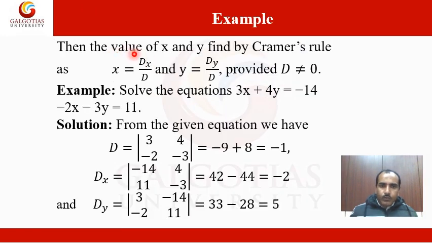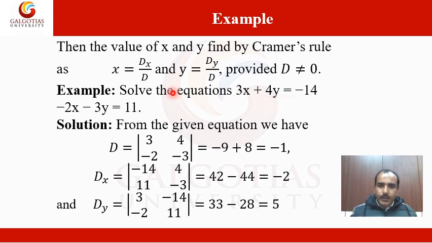The formula for finding the values of x and y by Cramer's rule is x equal to determinant Dx upon determinant D, and y equal to determinant Dy upon D, where the determinant D, that is the determinant of coefficients of x and y, is not equal to 0. Now understand Cramer's rule with the help of an example.